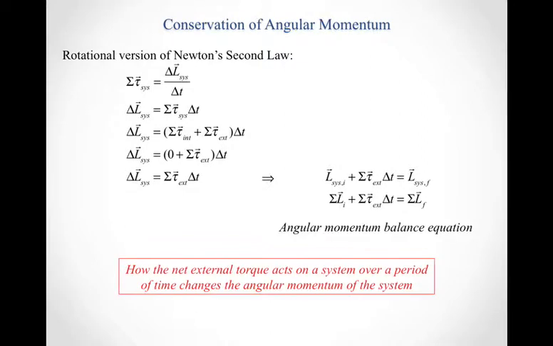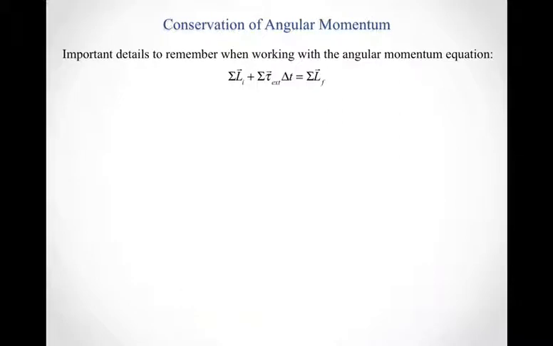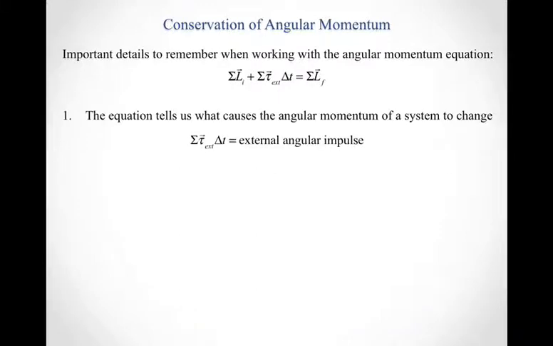And again, it's telling you that how a net external torque acts on your system over a period of time will tell you how you change the angular momentum of the system. So what are the important details with this equation? The first one again is that this equation tells you what causes the angular momentum of your system to change. It's the net external torque acting on your system over time. And you can think of this as the net external angular impulse. So it's absolutely analogous to the net impulse that we talked about with linear momentum. It is telling you how the net external torque acts on your system over time, and that will change the angular momentum of your system.